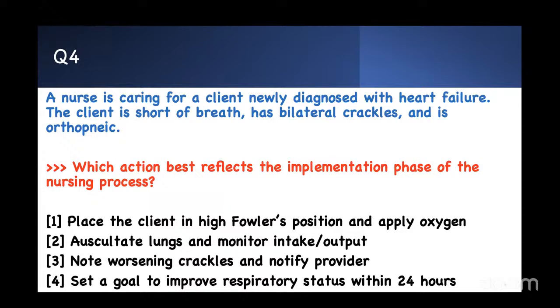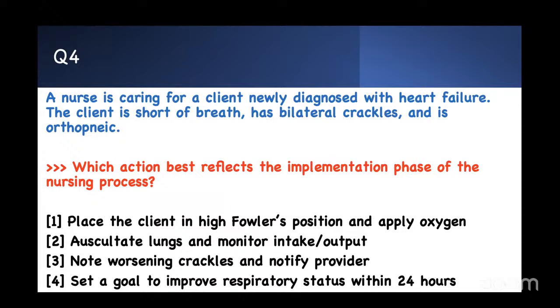It's for the future, right? That is the problem. Note worsening crackles and notify the provider you're evaluating, right? And then assessment: you listen to the patient's lungs and you monitor intake and output. That's an assessment. You are not implementing. Place the client in a high Fowler's position because the patient had heart failure and has crackles in their lungs. You're doing something to solve their problem. So this is an implementation. Number one is an implementation.